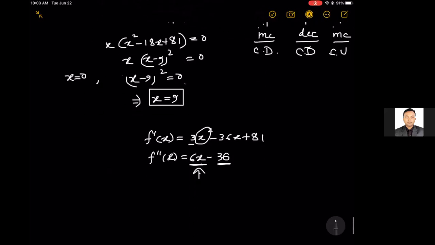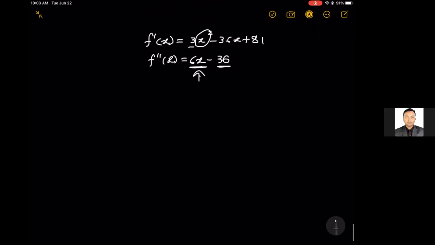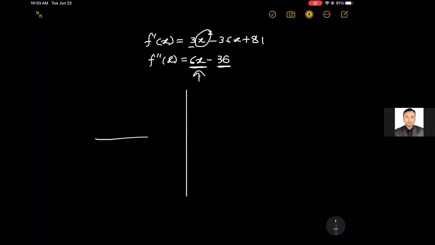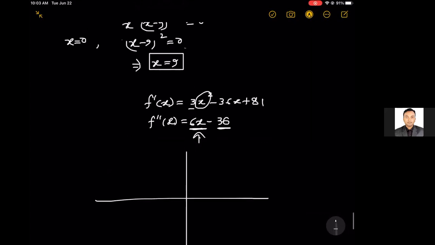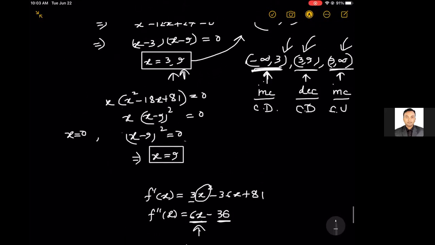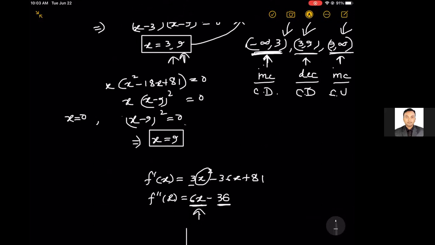Now we have all the information. Now let us try to draw this. Oops, it's too big. It should be fine. Okay, now we know from negative infinity to 3, it's increasing and concave down. So should it be like this or like this?